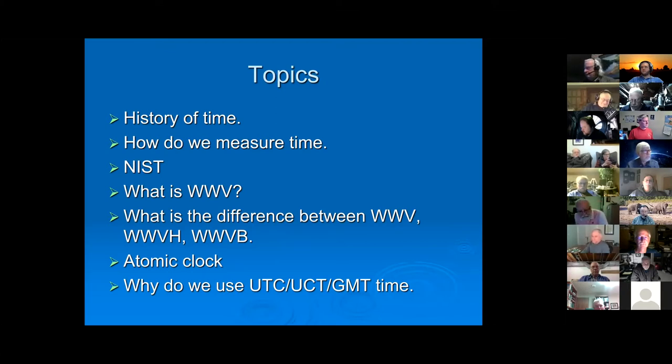So, how do we measure time? A little bit about NIST, a government agency that helps us stay synchronized on time. They run the WWV part. We're going to talk about the difference between WWV and some of its derivatives, some information about atomic clocks, and why we use UTC, UCT, GMT. There are probably a few more acronyms in there. Oh yeah, Zulu time. And then we'll talk about what all this means for our ham radio operators.